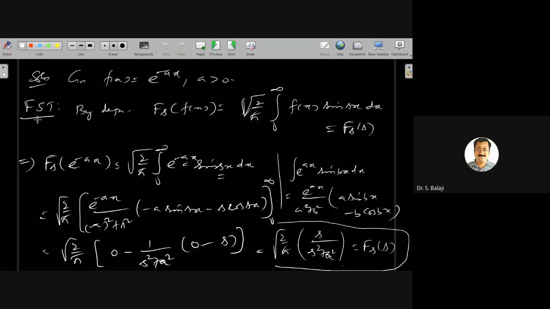First, find the Fourier sine transform. By definition, Fs of f of x equals root of 2 by pi, integral 0 to infinity, f of x sin sx dx. That is equal to Fs of s.